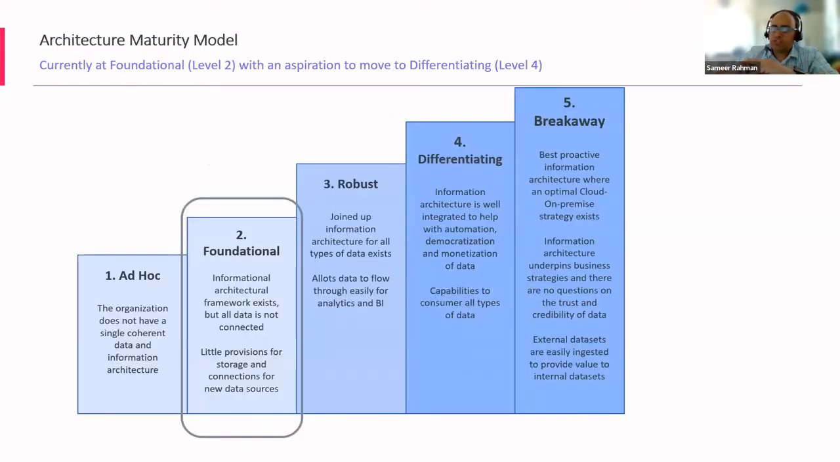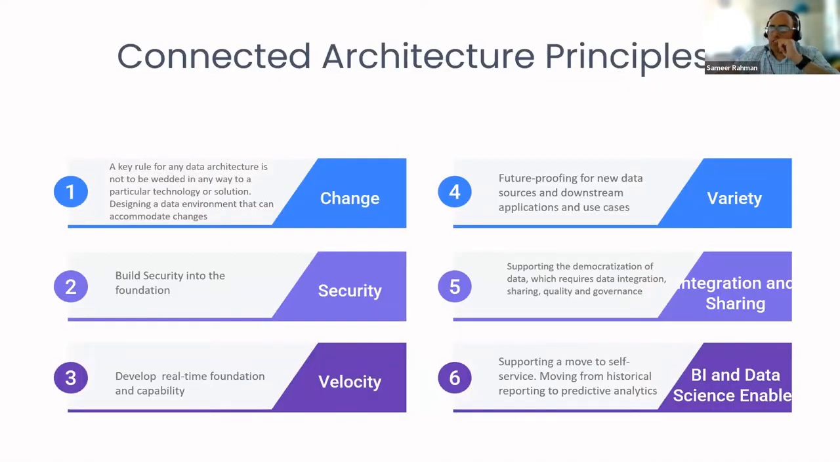So that's the education piece. Again, the maturity framework: how do you move from this? In this case, the client was at a very foundational level. The architecture framework did not exist. Data was not connected. There were little provisions of storage and so on and so forth. And then you come on to, okay, how do I connect? What are the main principles? Your architecture should cater for change. It should be secure. It should cater for high velocity of data, high variety of data. It should be integrated, and it should enable your BI and data science practices.